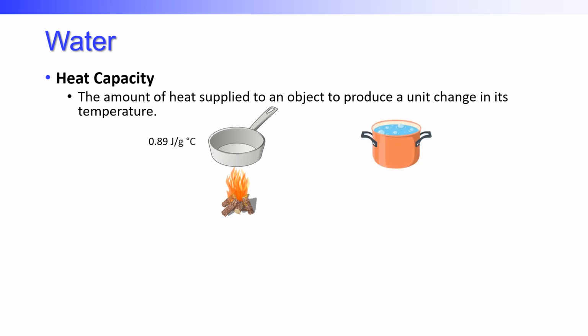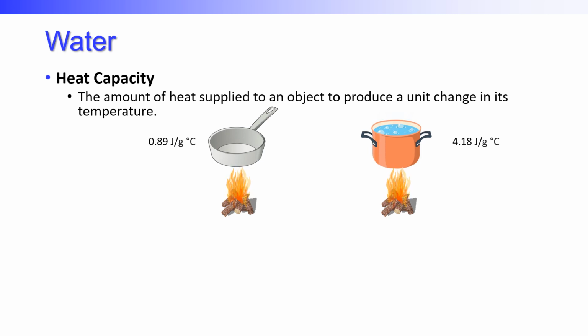Now let's say that we had a pot of water. Well, water comes in with a really, really high heat capacity. It comes in at 4.184 joules per gram degrees Celsius. That's really high. Basically, that means that you have to add a whole lot of heat to water to get it to move just the littlest bit.